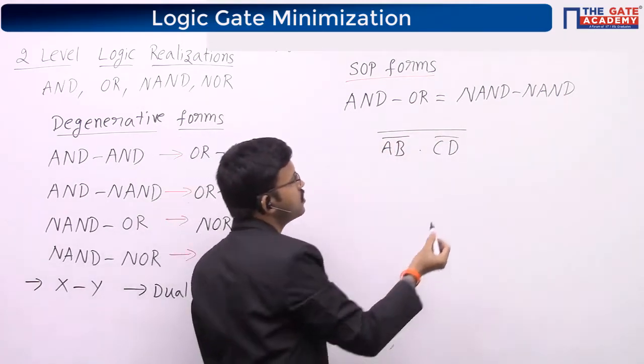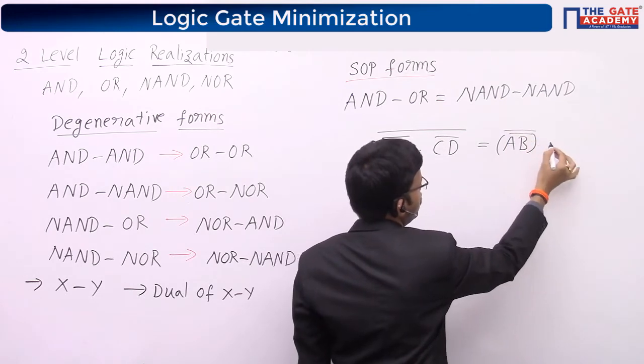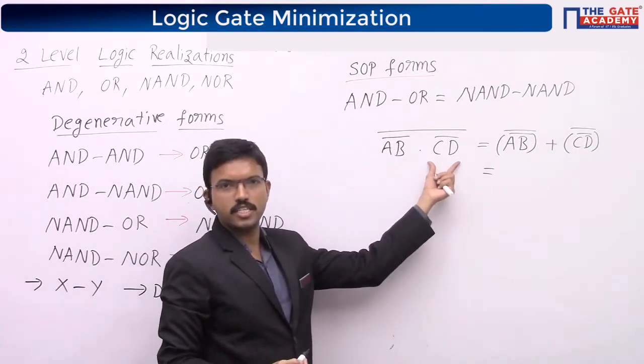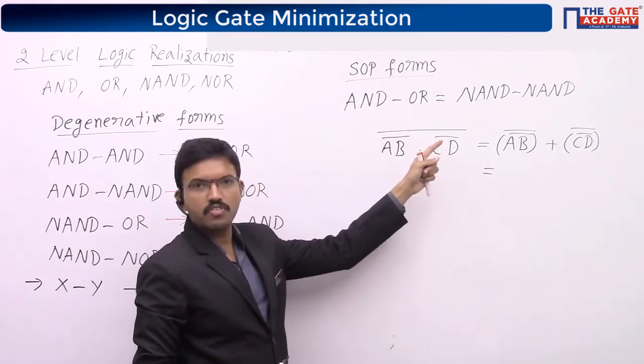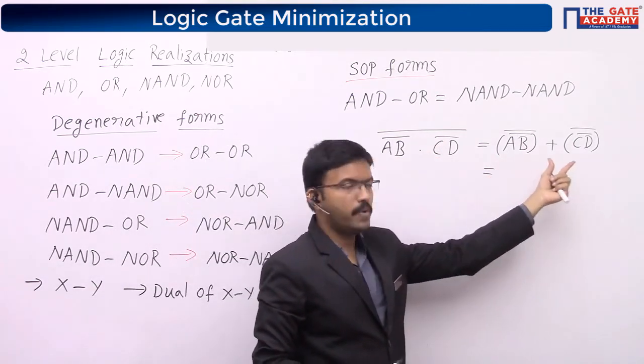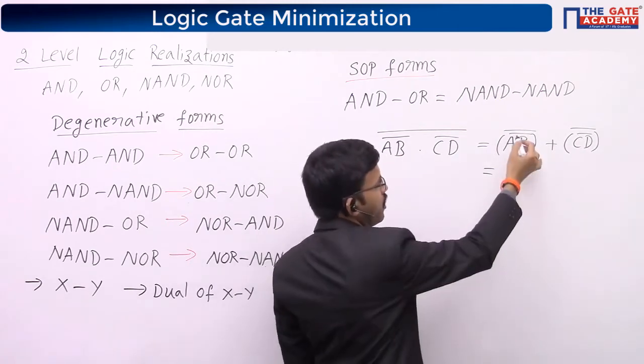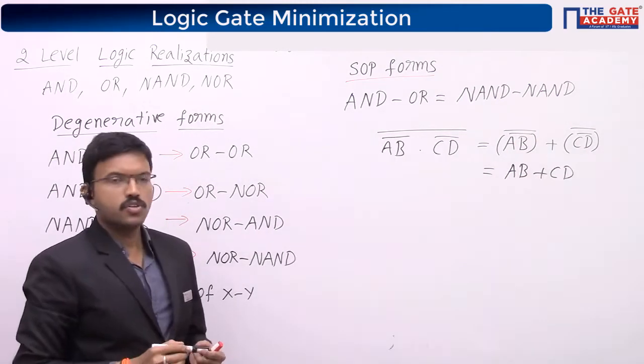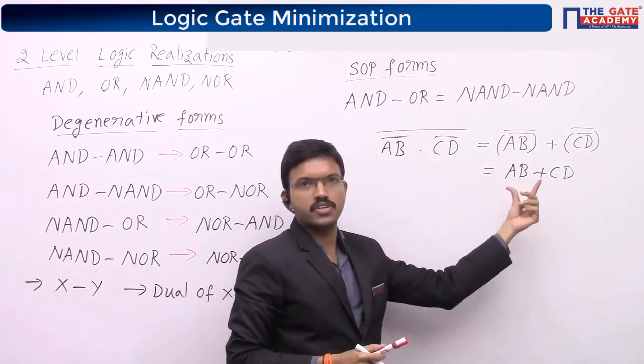Now apply De Morgan's law. First term complement plus second term complement. You can say this is the first term, this is the second term. You are having overall complement. First term complement plus second term complement. Whenever you are having 2 times complement, you will get the normal function. So AB plus CD. So here we are having product terms summed together.